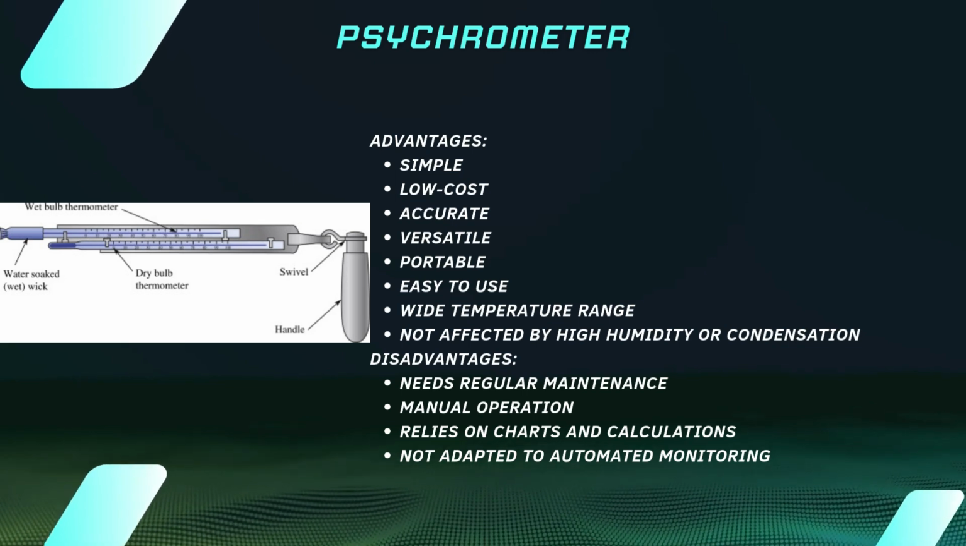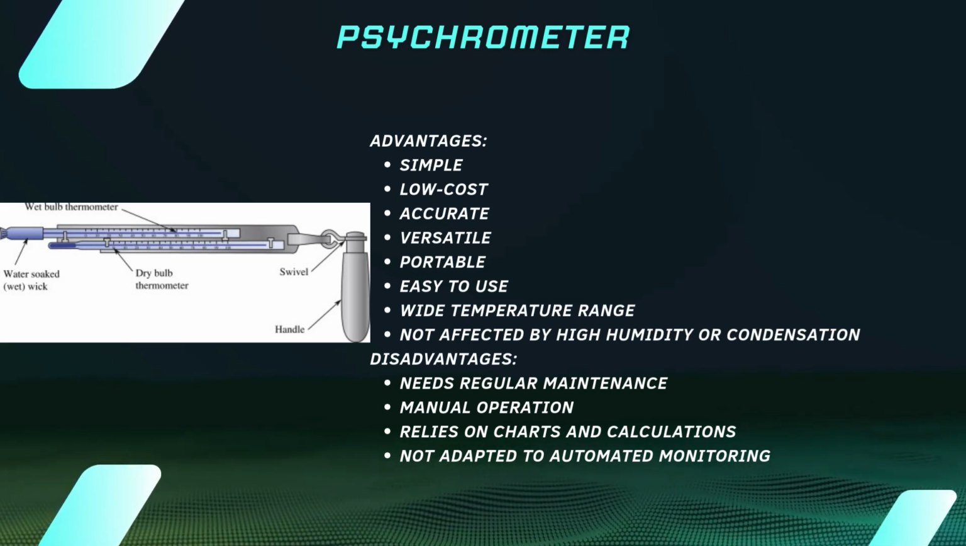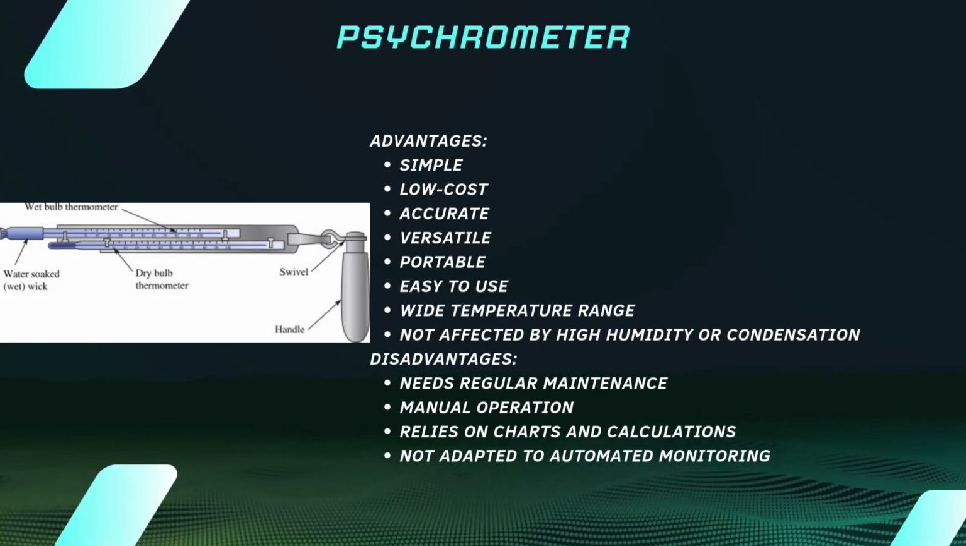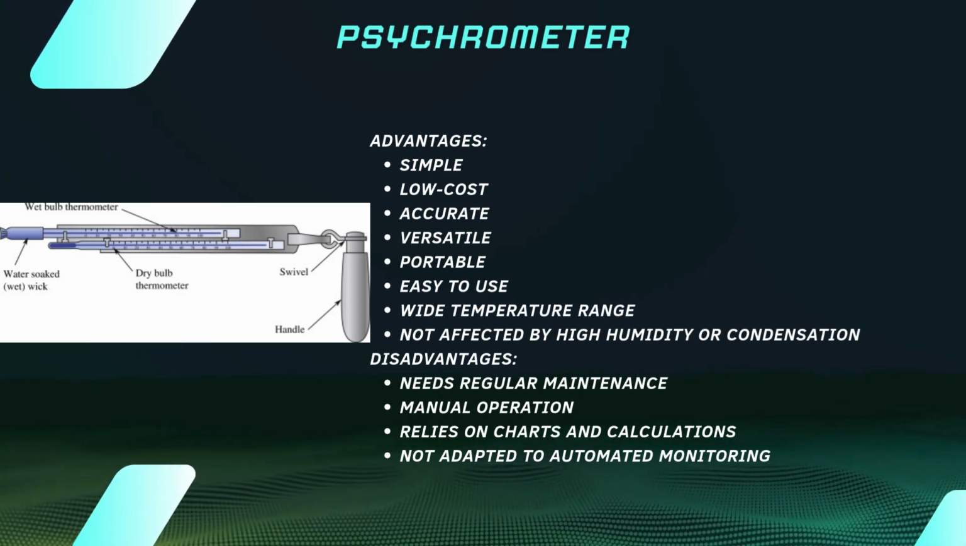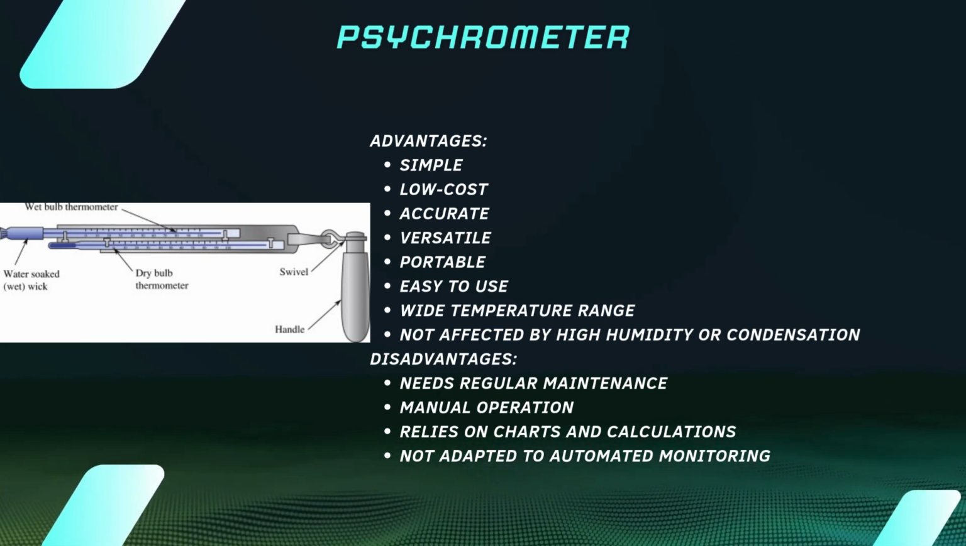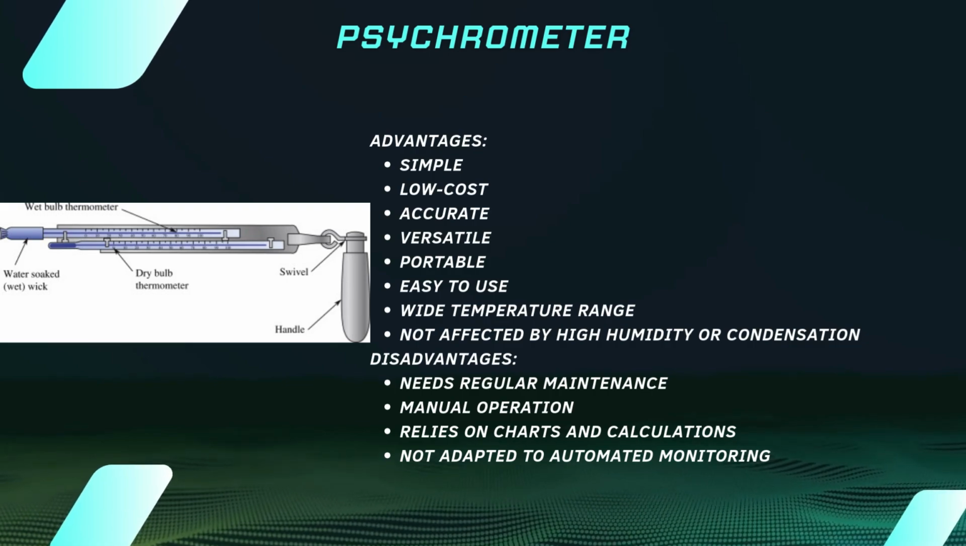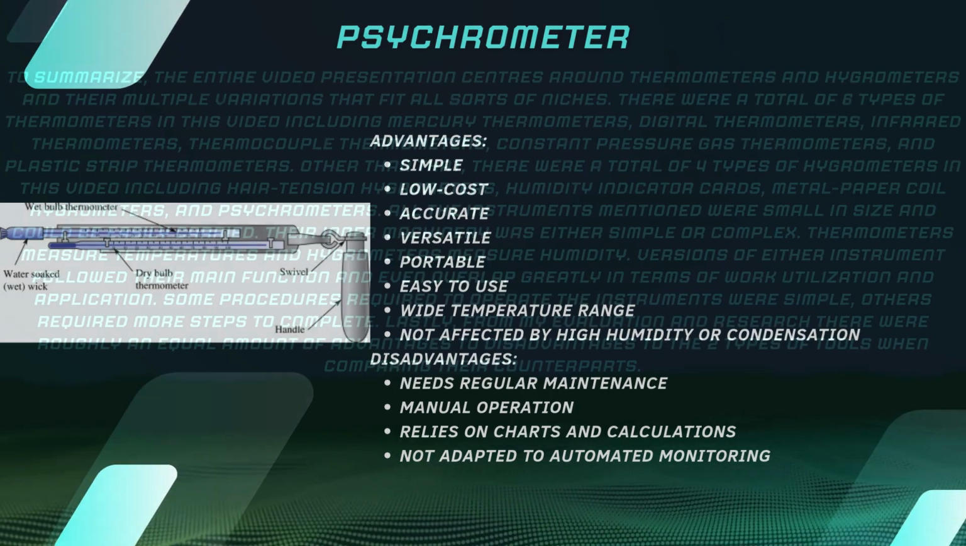Psychrometers are simple and low cost, provide accurate measurements, versatile and portable, easy to use, have a wide temperature range, and are not affected by high humidity or condensation. At the same time, they need regular maintenance, manual operation, rely on charts and calculations, and are not adapted to automated monitoring.